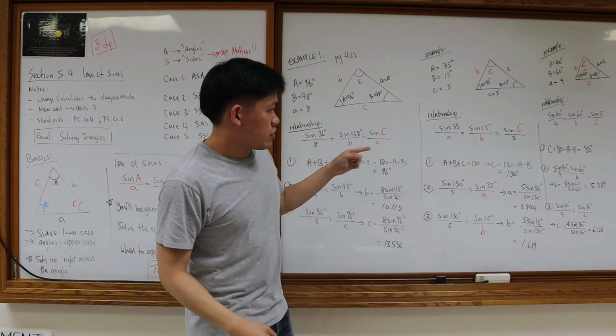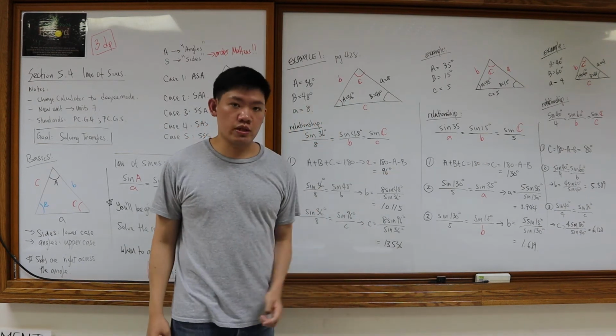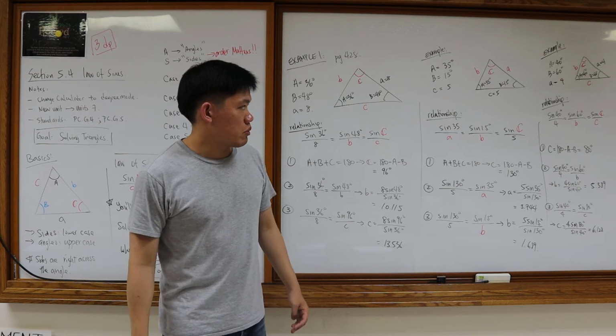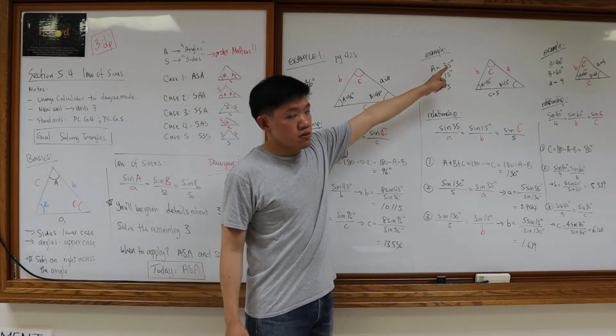Okay, so the next 2 examples are not from your book, because the textbook only provides you with this one. I'm going to provide you with 2 extra ones so you can get the hang of what we're doing here. Okay. So in that case, we have A is 35 degrees, given.